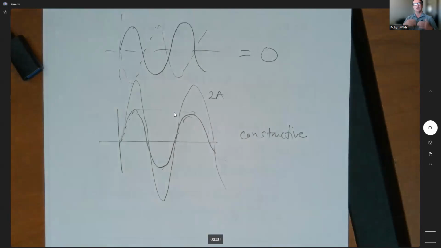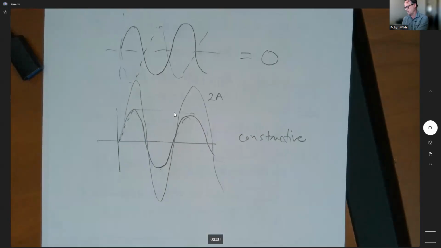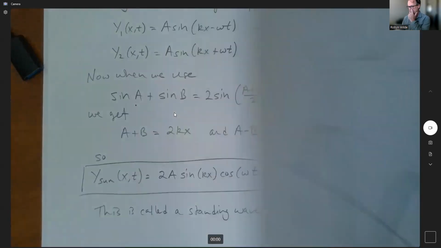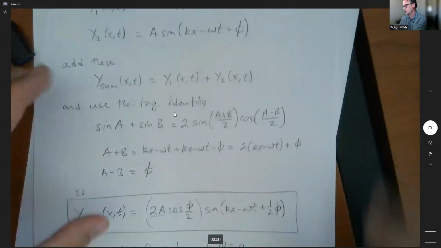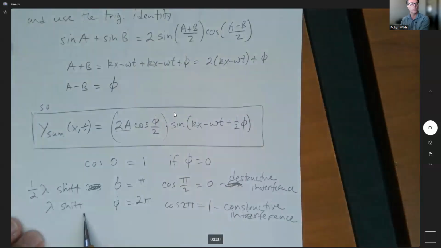So hopefully that shows you what happens, kind of connects the mathematics to the picture of what's happening to the wave. And of course, I could shift the wave more than just one wavelength. I could shift it 2 or 3 or 4, and I would still get this constructive interference case. Okay, so hopefully that makes sense.